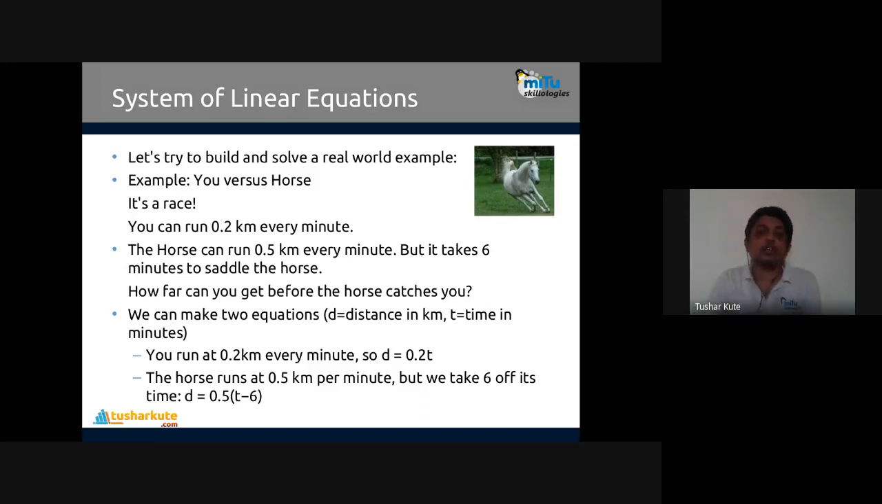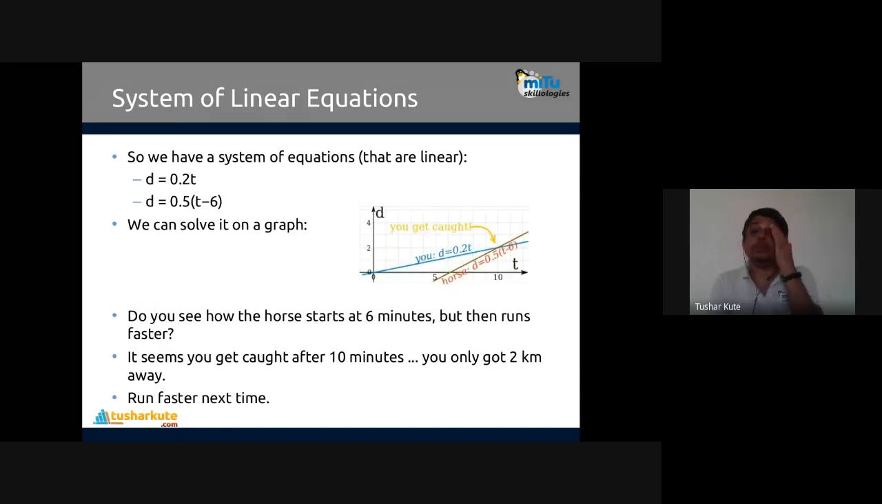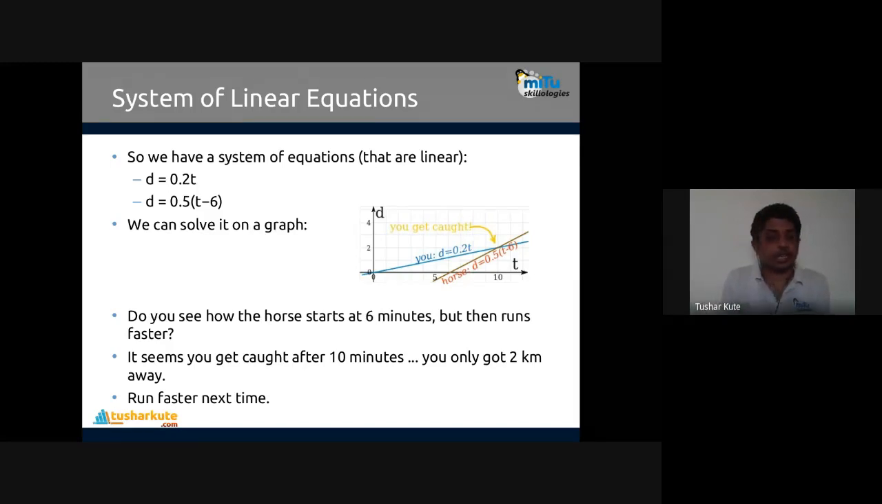I will get the distance, and the horse runs at 0.5 kilometer per minute, and it will take 6 less of its time. So d is equal to 0.5 speed and t minus 6. With the help of that, the d distance for the horse can be calculated like this. And if you put them together, this is the graph I have shown here. So we have a system of equations and that are linear. For my case, distance equal to 0.2 t, and for the horse it is 0.5 and t minus 6, because it started 6 minutes afterwards, my journey has started over there.